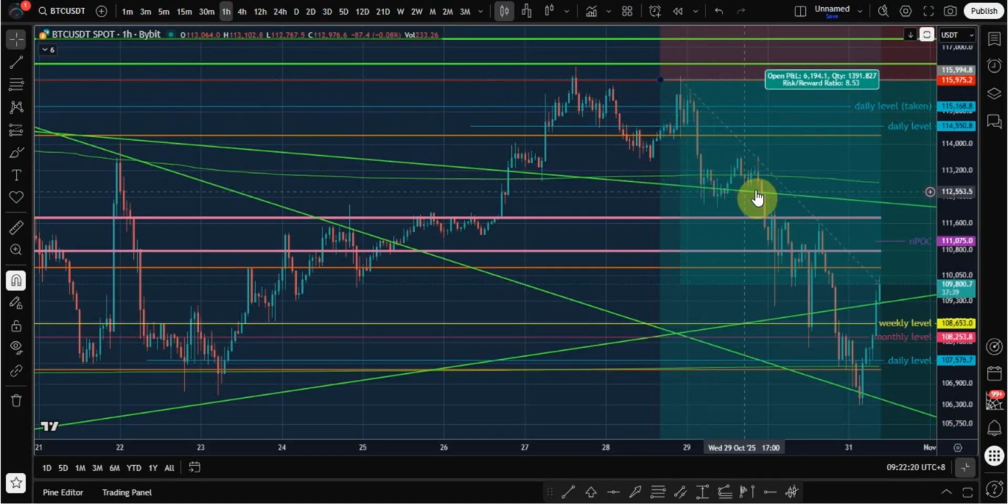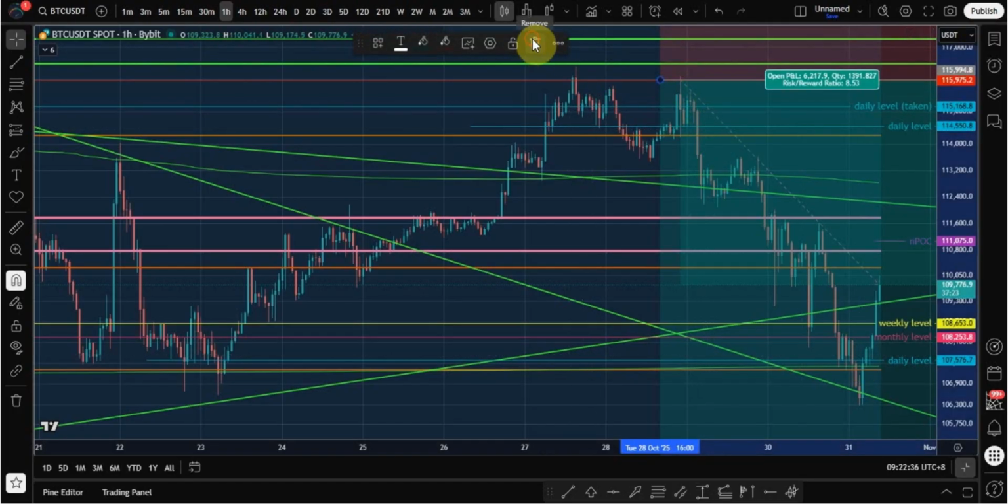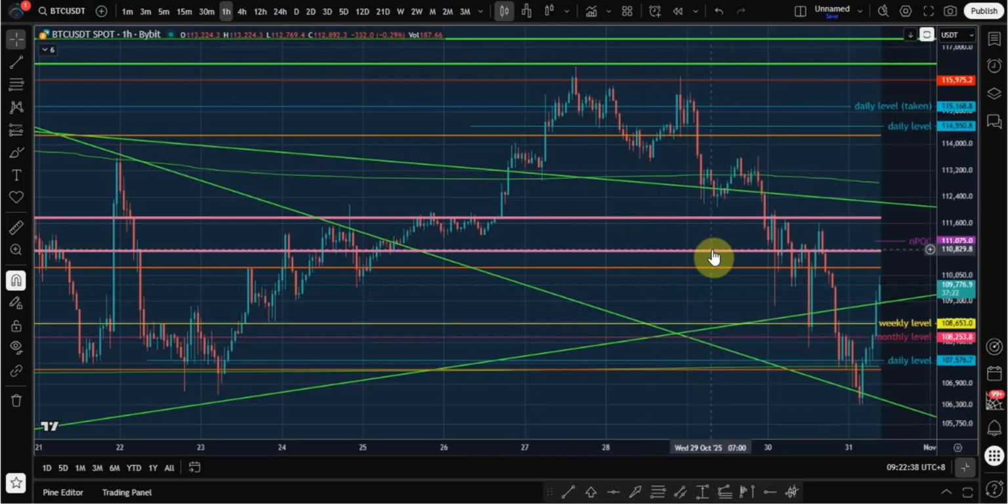The targets were the CME gap at 110,000 and then 101,000. We see Bitcoin drop down to take out these levels and bounce off that trend line and reclaim the levels. I am now out of my short once these levels were reclaimed. I did enter a small long earlier today after seeing this reclaim of the monthly level.